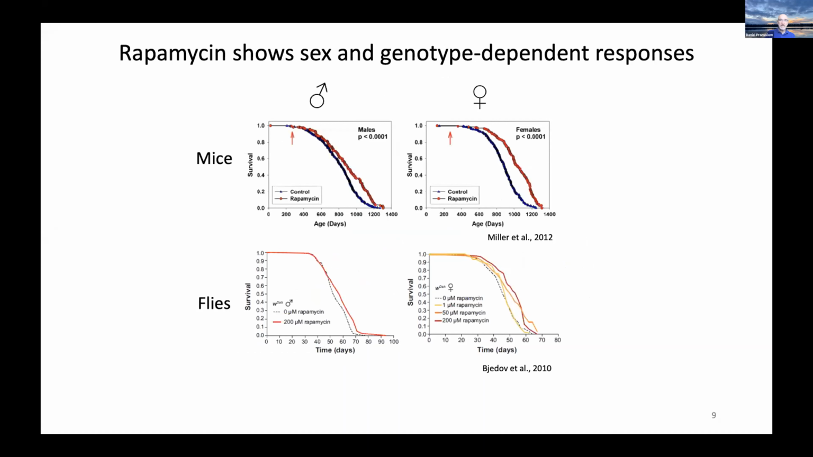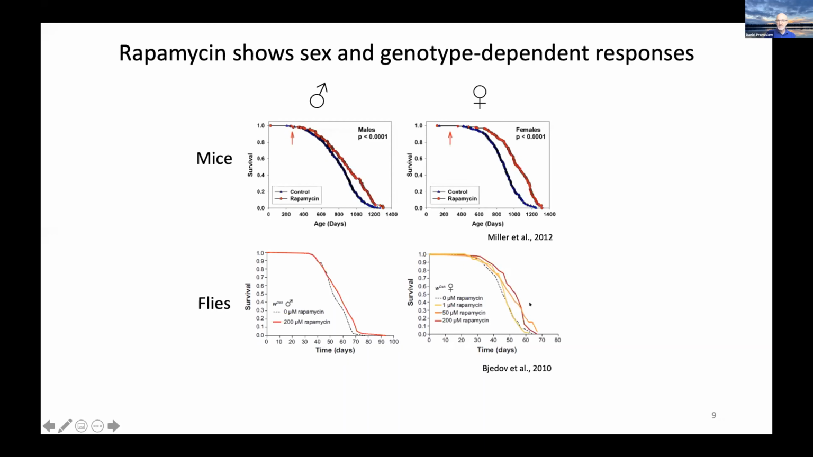There's certainly, people are well aware of the sex-specific effect. Many researchers have shown that, as you can see in the top right here, the effect of rapamycin on survival in mice shows a significant increase in lifespan in females. There's a significant increase in males, but it's not as great.